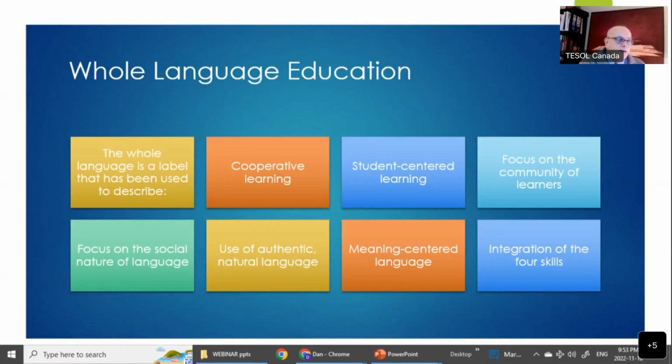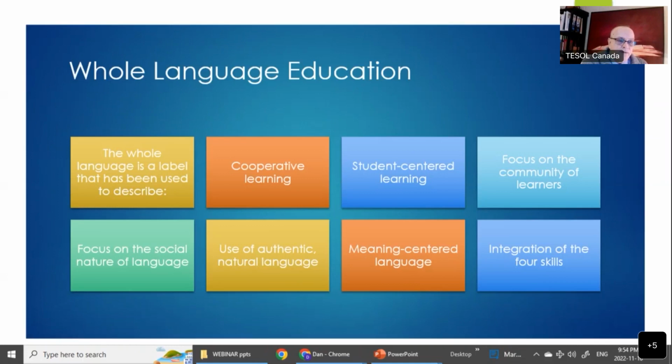Communicative language teaching is really like a whole language education approach. The whole language is a label that has been used to describe cooperative learning, student-centered learning, the focus on the community of learners, focus on the social nature of language, the use of authentic natural language, meaning-centered language, and integration of the 4 skills. What are the 4 skills that we're talking about here?